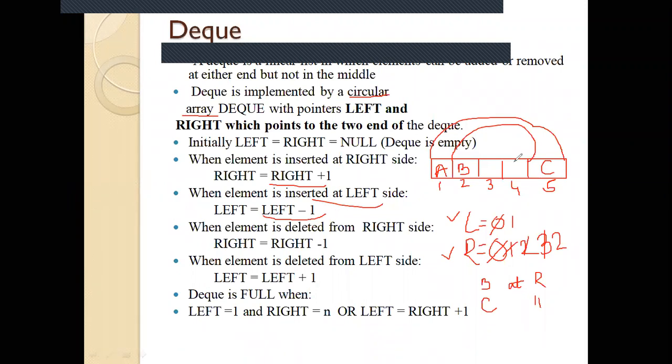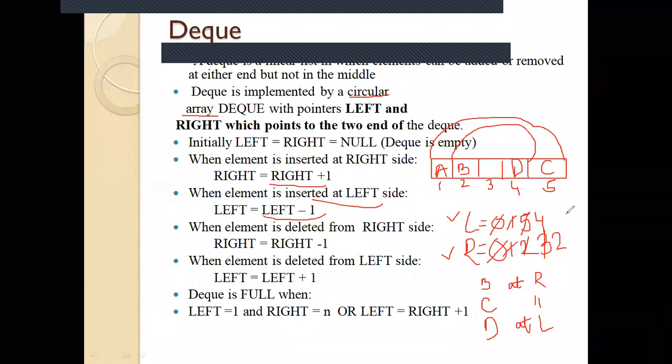Now again, take this. Right now, what is left? Left is 5. Now again, I'm saying insert D at the left end. So again, I will decrement left by 1. Left is 5, so decrement this by 1. Left will become 4. So you are decrementing and inserting at the left end. That will become this.